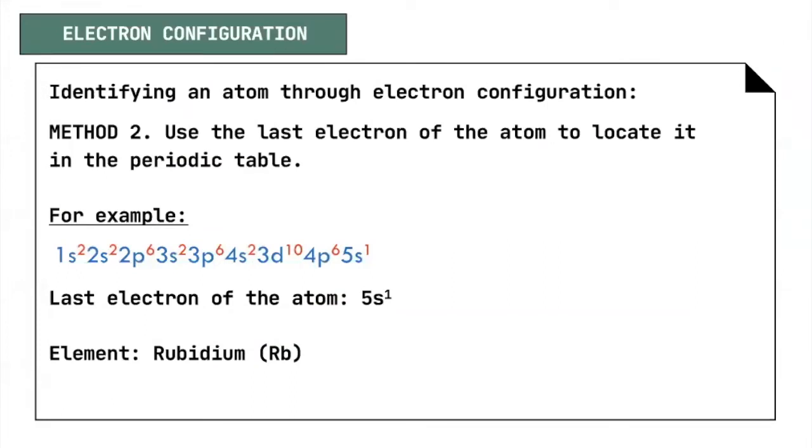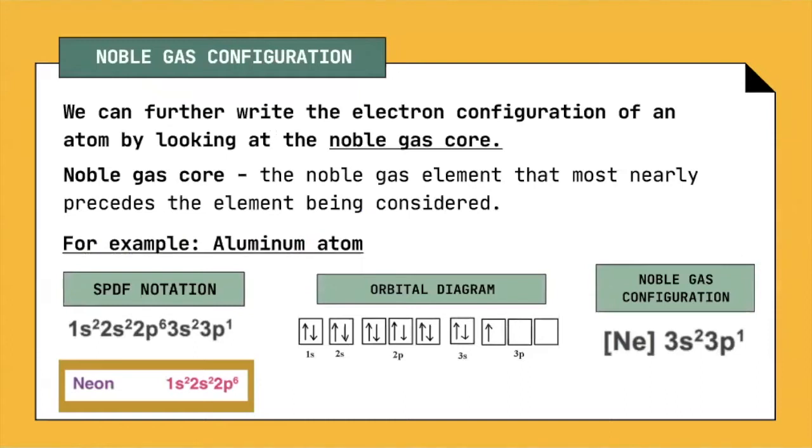Now, for the noble gas configuration, we can further write the electron configuration of an atom by looking at the noble gas core. The noble gas core just refers to the noble gas element that most nearly precedes the element being considered. If you take, for example, the aluminum atom, this would be its SPDF notation, and this is how we would write it in its orbital diagram.